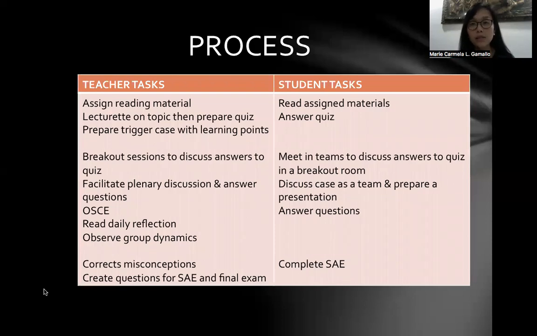Now, this slide is generally a summary of what I just discussed. It tells you of the tasks of both the teacher and the student. For case discussions, it was quite simple to shift from face-to-face to remote learning since it basically involves a presentation of the information gathered from a book. Unfortunately, however, there was a need for the teachers to make a trigger case with history and physical examination since the students were not allowed to see the patients, as I have mentioned earlier.